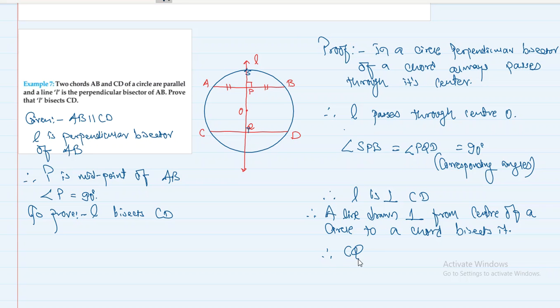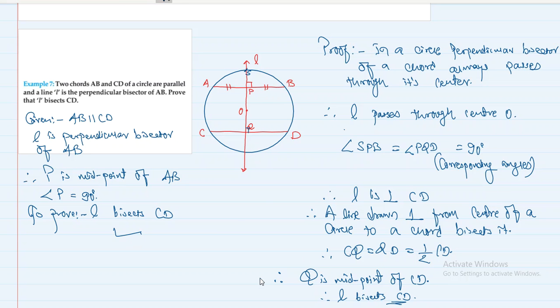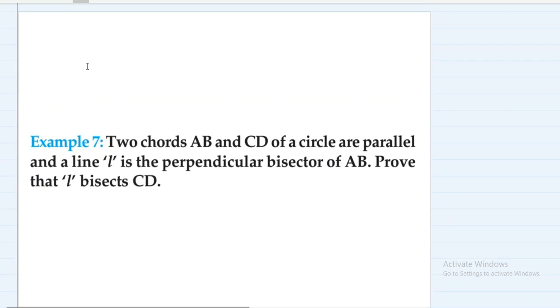So perpendicular drawn from the center of a circle to a chord bisects it, and therefore we can say that CQ is equal to QD is equal to half of CD. Right? So therefore Q is midpoint of CD, and therefore L bisects CD. That is proved. Okay, so this was easy. Let's go to the next question.